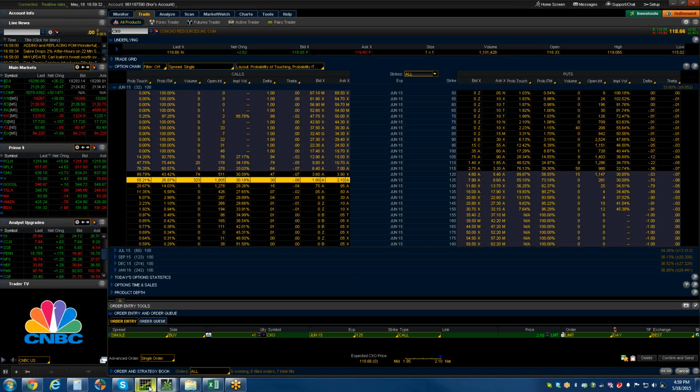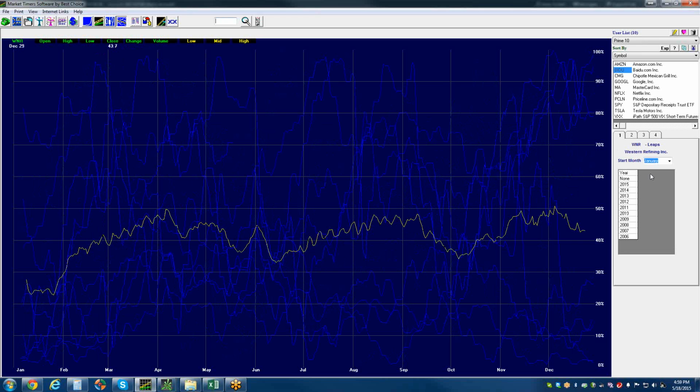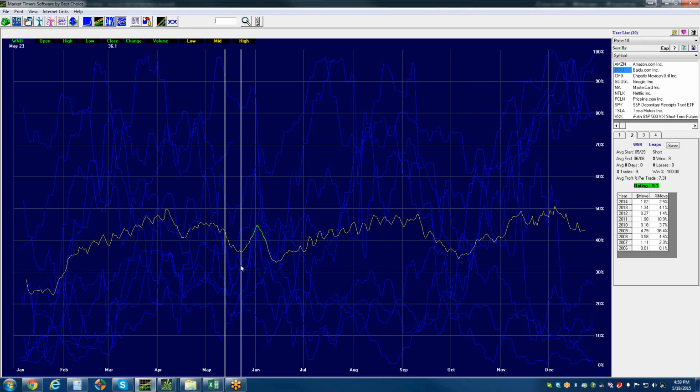I also listed one last one. I don't know much about this. Maybe you guys do your homework on this. Western Refining Company. Possible short is what I was looking at. Oh, there it is, yeah.